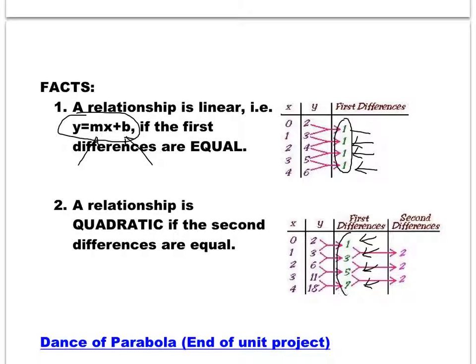You can easily see that these first differences are not equal, so we know that the relationship is nonlinear. Now, if you continue with the second differences, 3 minus 1 is 2, 5 minus 3 is 2, 7 minus 5 is also 2. But the interesting part is the second differences are now equal. So, since the first differences are not equal, this is nonlinear. Since the second differences are equal, we call it a quadratic relationship.